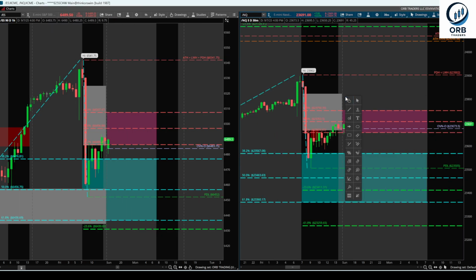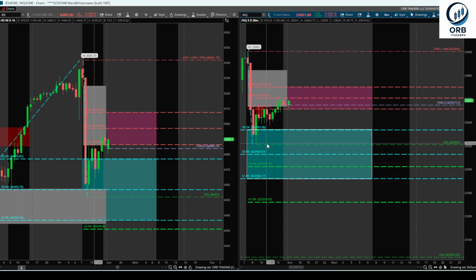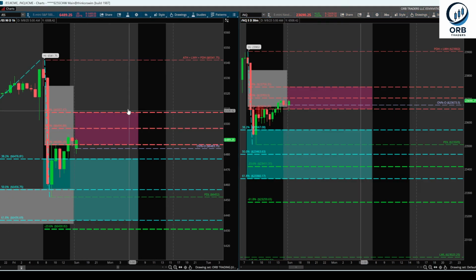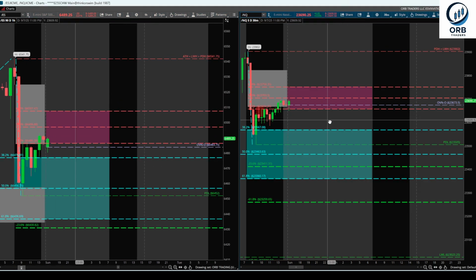But as always, these are my levels. Do with them as you will. Hopefully it helps you with some structure and some ideas in your own trade plan.